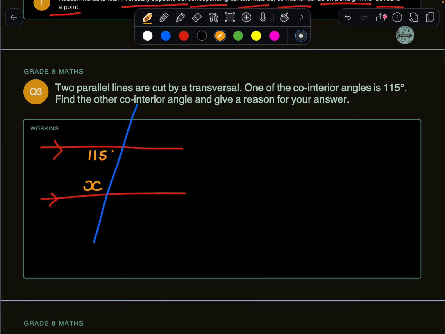Okay, so I'm going to label these lines A, B, C, D. They're asking us to find this angle X here. What we need to do is they tell us it's co-interior angles, so that is going to be our reason straight away. What we can say is 115 plus X is equal to 180 degrees. And then let's do our reason here.